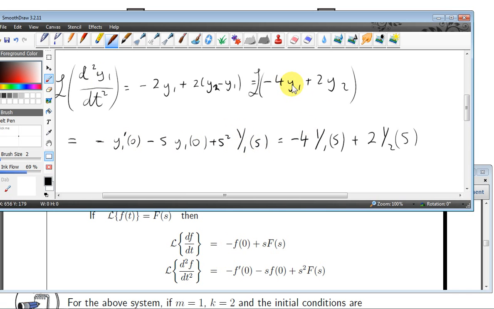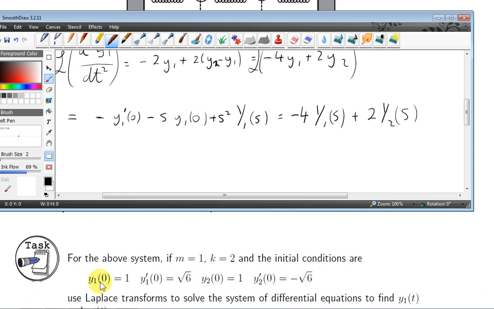So the right hand side is straightforward. L of little y1 is big Y1. L of little y2 is big Y2. Next we plug in the initial conditions. Y1 prime at 0 is root 6. Y1 at 0 is 1. So we minus s times 1. Well, that's just minus s.